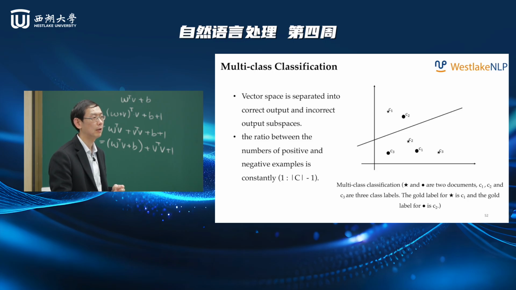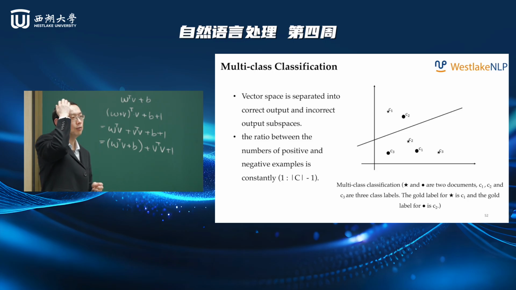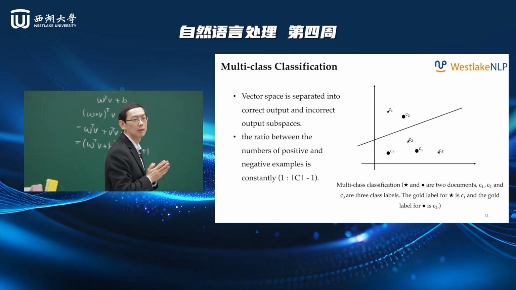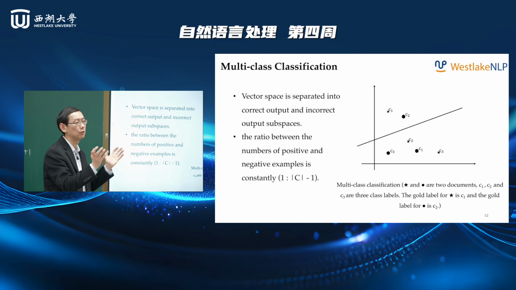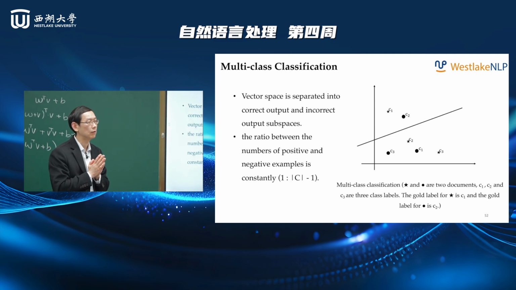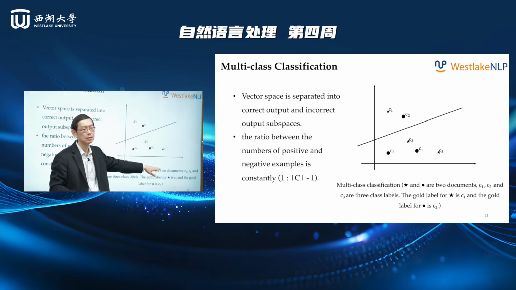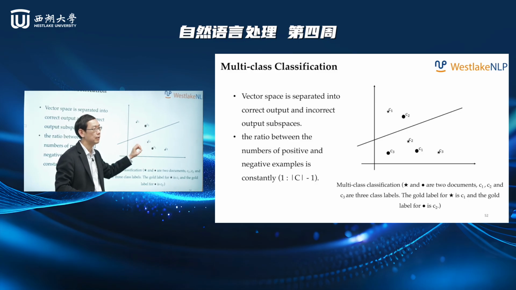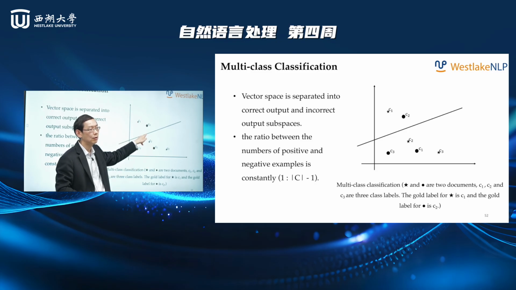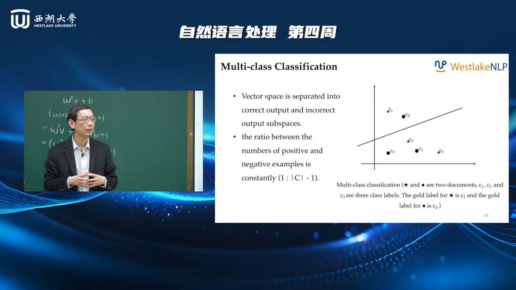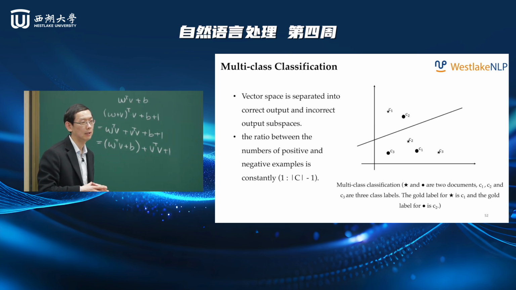Then if you consider both the input and output, let's change the vector space. Let's represent the input-output pair in the vector space. Then you can make a difference. Why? Because star C2 and star C3 are negative instances, and circle C1 and circle C3 are negative instances. You want to differentiate star C1 from star C2 and star C3. You can use one hyperplane to cut the space into correct outputs and incorrect outputs, no matter how many class labels there are, right?